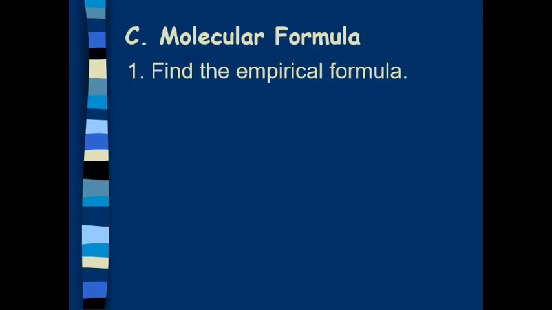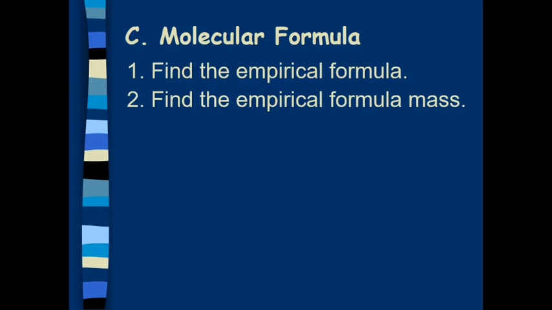Or they might tell you to find the molecular formula, but they only give you the mass of each element, which would mean you would have to go through all 4 steps for empirical formula just to complete the first step for molecular formula. So really watch how your information is given. So step 1 is find the empirical formula.